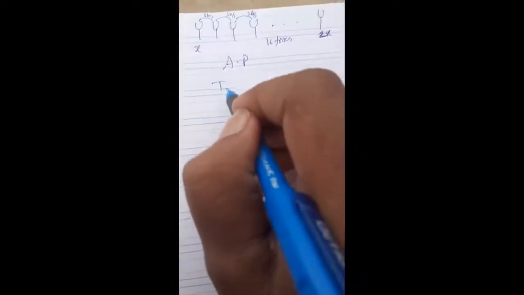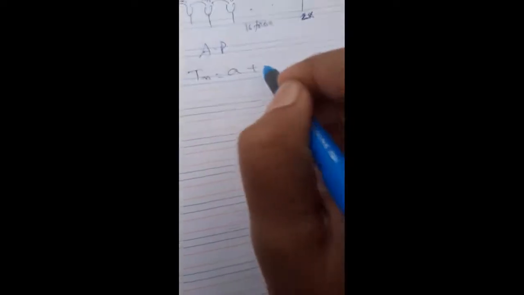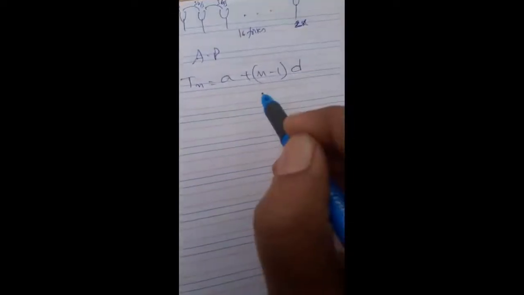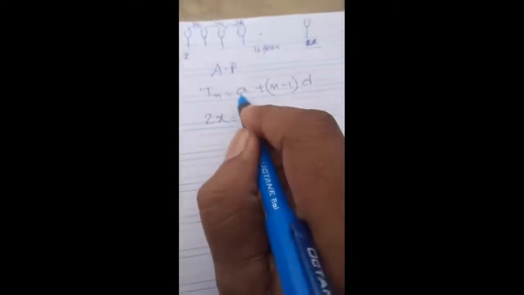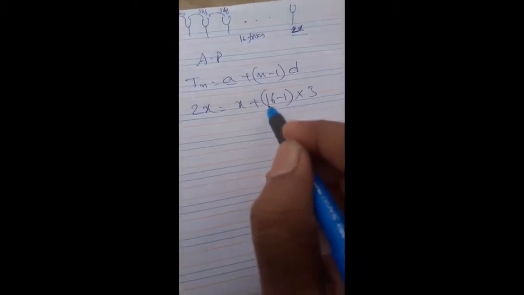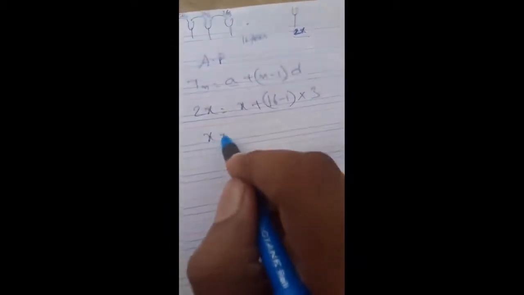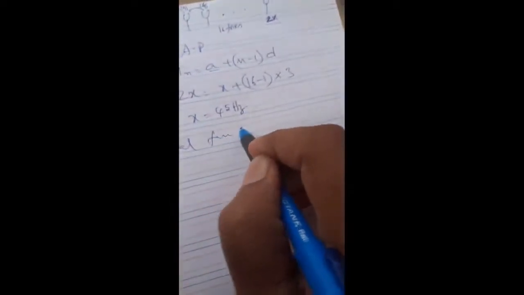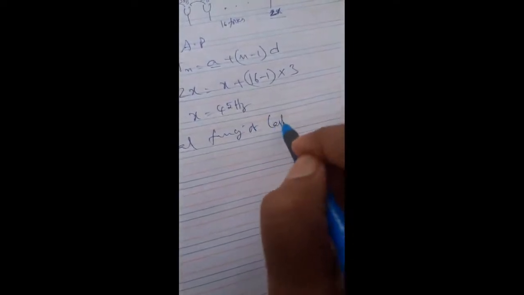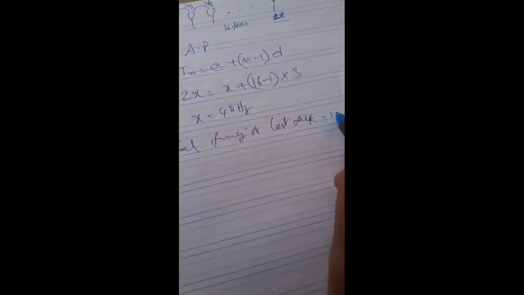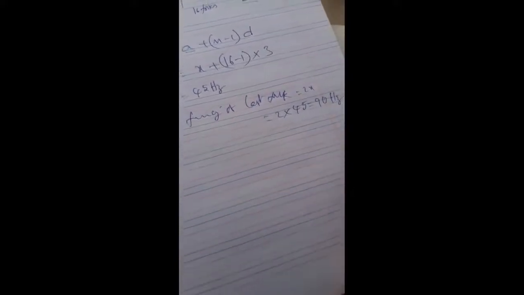Then the nth term in AP is a plus (n minus 1) into d. Nth term means the 16th term. So 2x equals first term x plus (16 minus 1) into the difference 3. Therefore 15 times 3 is 45. X is equal to 45 Hz. Then calculate the frequency of the last fork. The last fork is 2x, that is 2 into 45, that is 90 Hz. Okay.